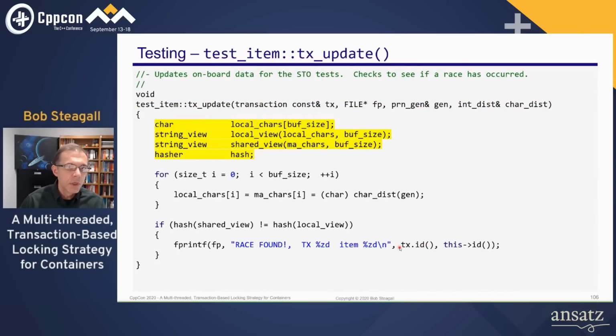So once again, local copy of data, a string view that points to that, and a string view that points to the shared member data. Update both at the same time, compute the hashes of each, and if the hashes are the same, there's no problem. If the hashes differ, there's a race.